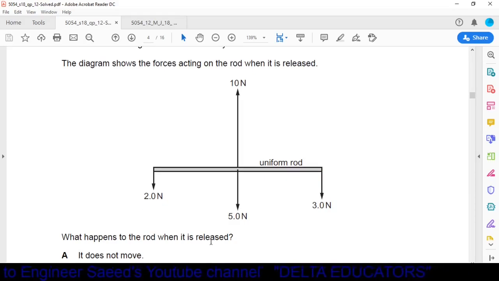Okay, when this rod will be released, here we are looking on the right hand side, there is a force of 3 Newton, and here on the left hand side there is a force of 2 Newton. So here the forces are unbalanced, and because of the unbalanced force, this rod will try to tilt. It will try to rotate where the force is more. So it will try to rotate in the clockwise direction.